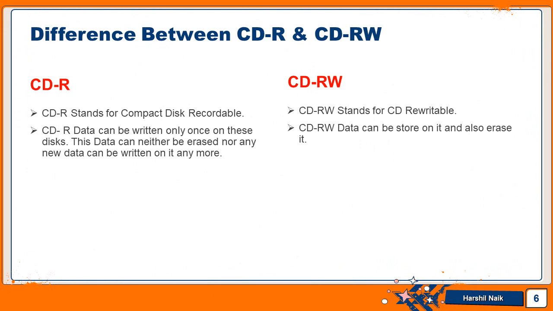Now, a very important question is the difference between CDR and CDRW. CDR stands for compact disc recordable. CDRW stands for CD rewritable. In CDR, data can be written only once on the disk. This data can neither be erased nor can any new data be written on it anymore. In CDRW, data can be stored on it and also erased.